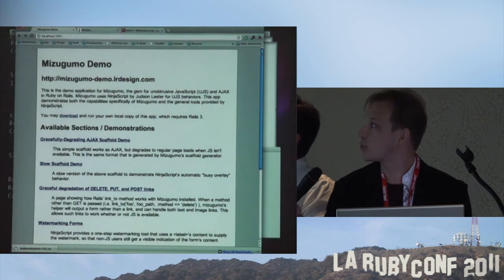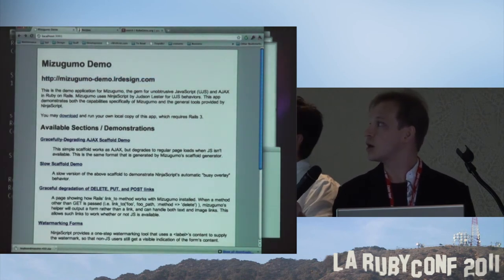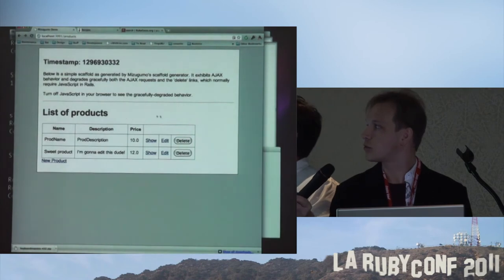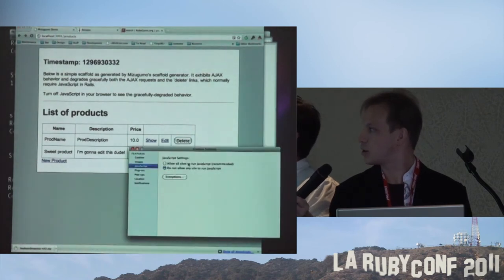So this is a demo app we've written. You can find it online at this location. I'm running a local copy here. Code is available online. Got a scaffold demo. This is effectively what you've just seen. List of products. Let's turn JavaScript back on.